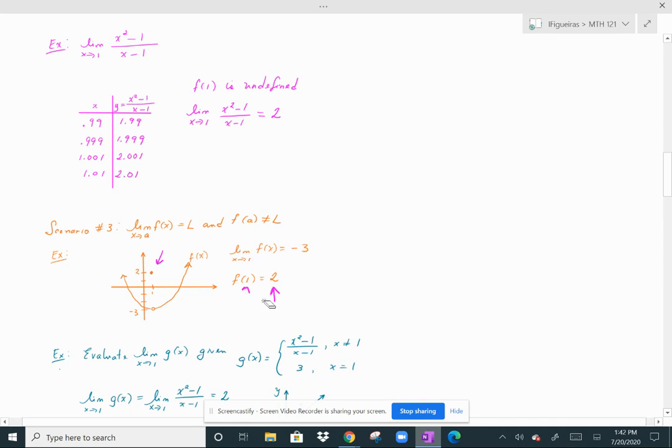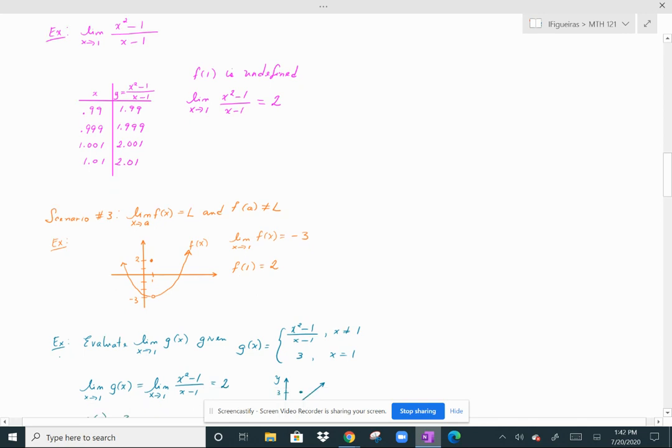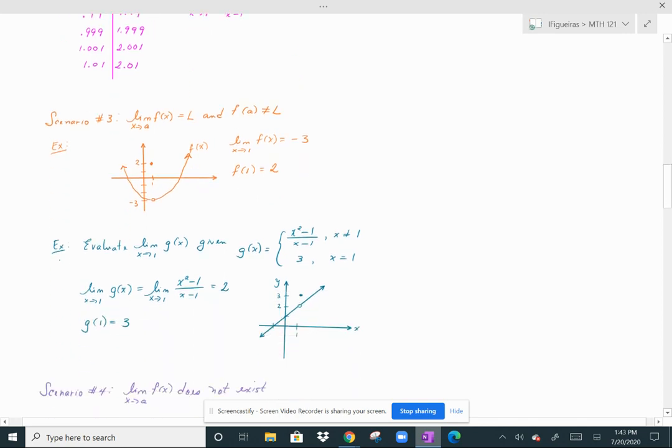Okay, so that was a graphical explanation. Let's look at this numerically. So here I have a piecewise function. I want to evaluate the limit as x approaches 1 of g of x, given that g of x is equal to this rational function when x is not equal to 1. And that one should look familiar. It's an example I used a couple minutes ago. And it's got a value of 3 when x equals 1.